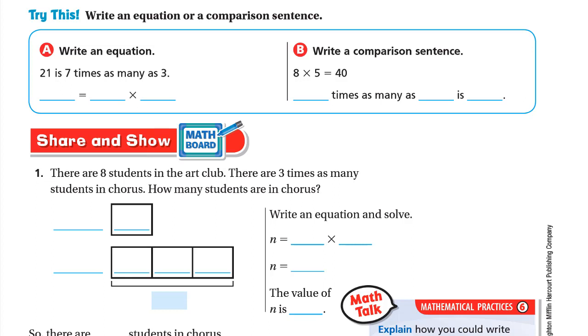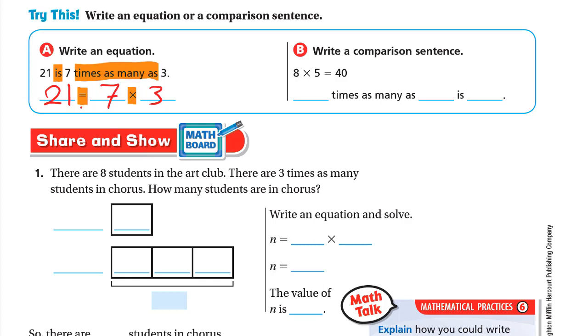Okay, so 21 is 7 times as many as 3. This is how I translate it. 21 is, the word is the same as the equal sign. And times as many as is the same as the multiplication sign. So it will be 21. Instead of is, it's the equal sign. 7 times as many as is the multiplication sign, then 3. So 21 equals 7 times 3. 21 is 7 times as many as 3.